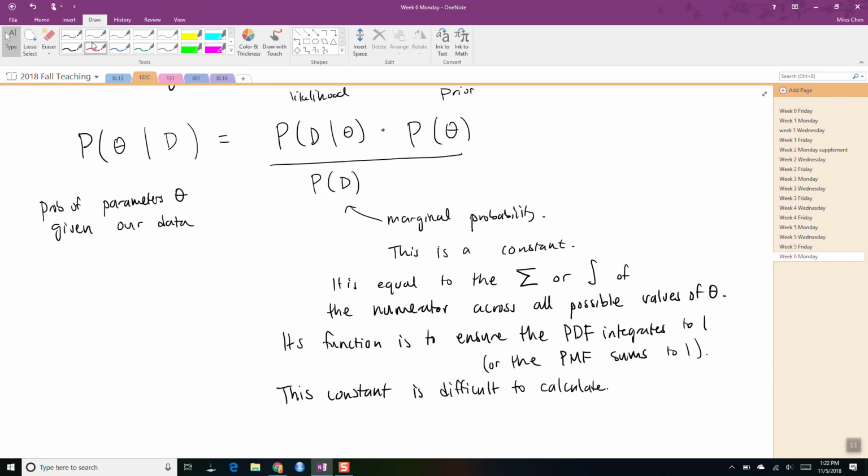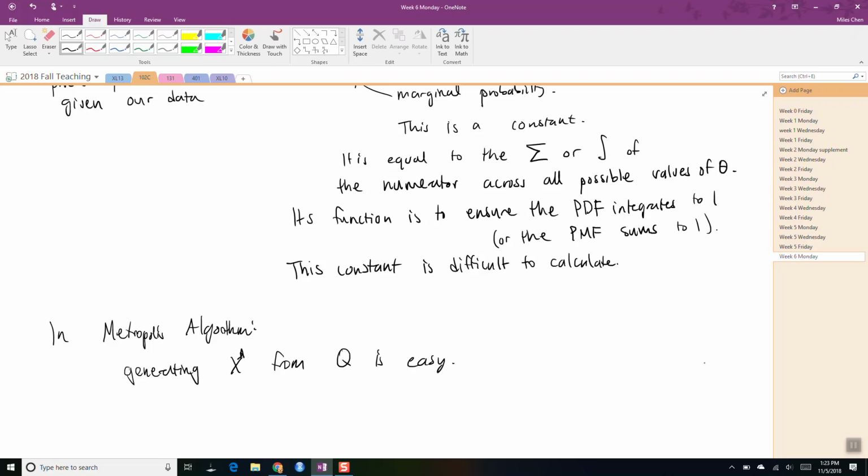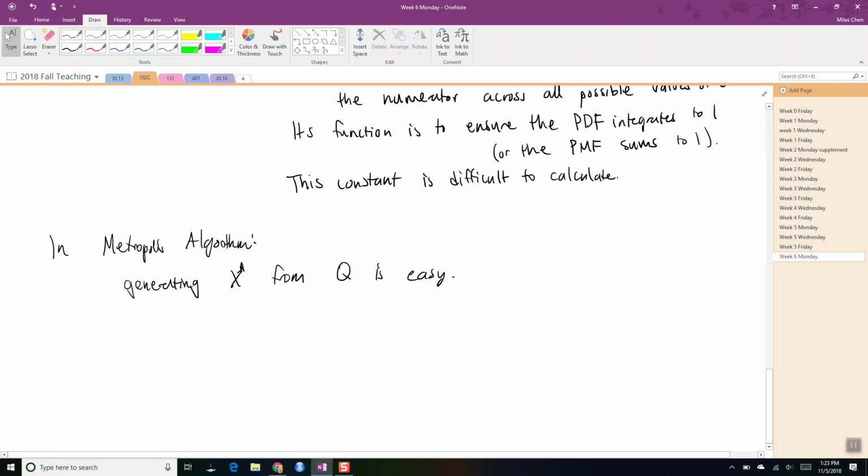Because in the Metropolis algorithm, this is going to be our target PDF, okay? Probability of theta given data, okay? And so in the Metropolis algorithm, generating X star from Q is easy, right? Just pick a proposal distribution that's easy to work with. Don't pick some crazy proposal distribution. Just pick an easy distribution to work with. Generating your proposed value is easy, okay? Especially if you pick an easy distribution Q.